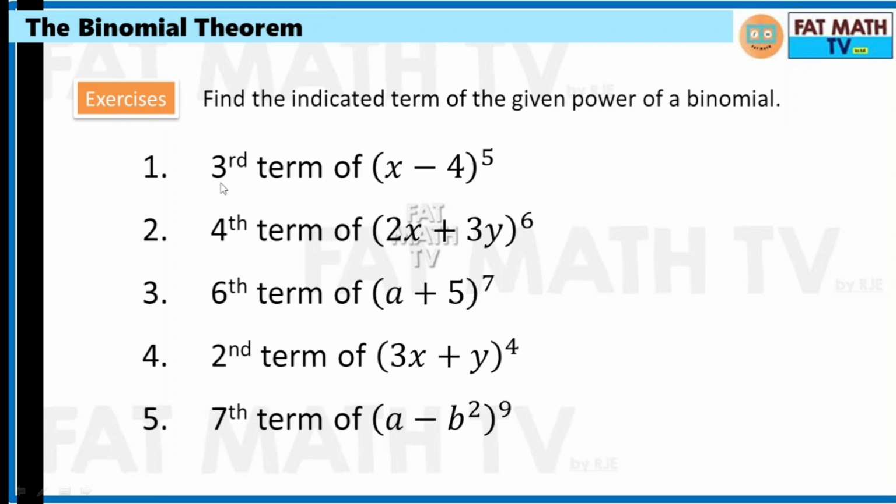So in number 1, since it's the third term, r is 2. Number 2, r is 3. Number 3, r is 5. Number 4, r is 1. And number 5, r is 6.